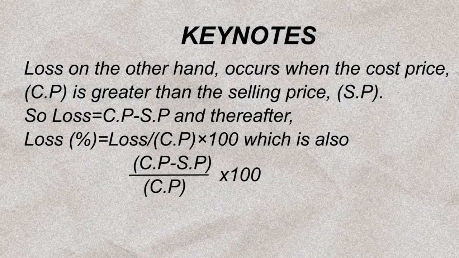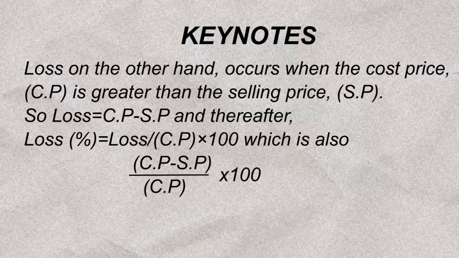We can also calculate the loss on the other hand. Loss occurs when the cost price is greater than the selling price. So the loss is equal to the cost price minus the selling price. The percentage loss will be the loss over the cost price times 100, which can also be written as cost price minus selling price over cost price times 100.